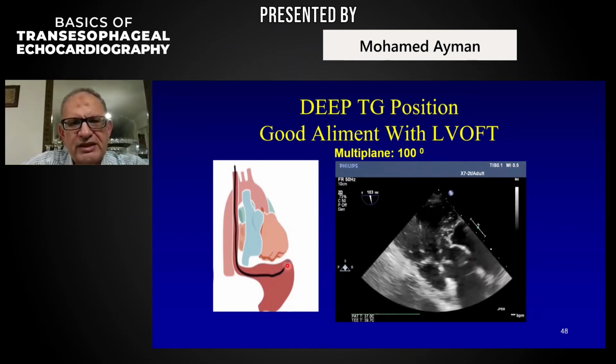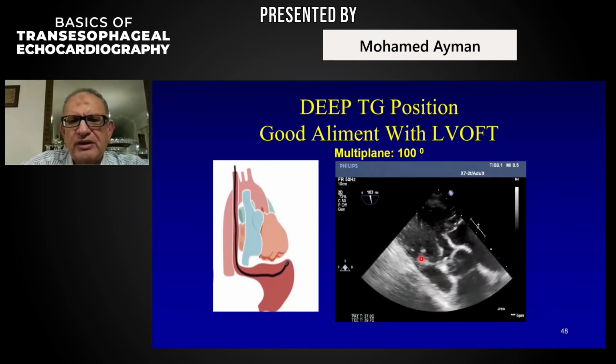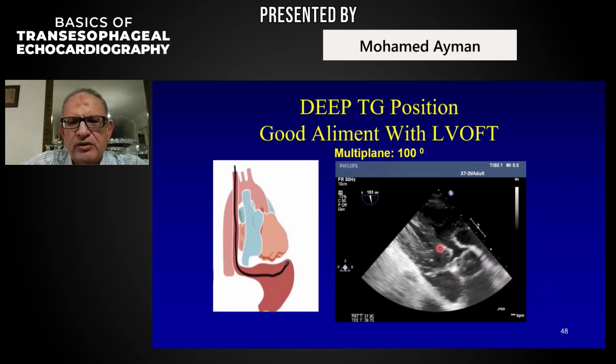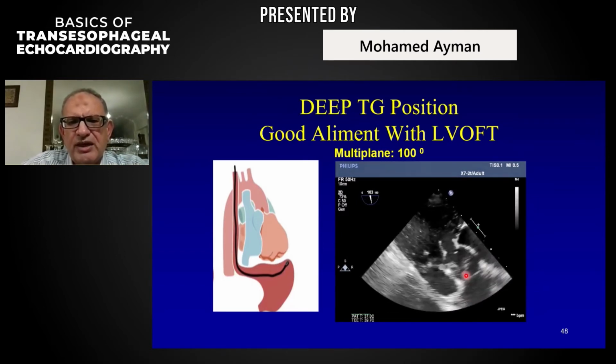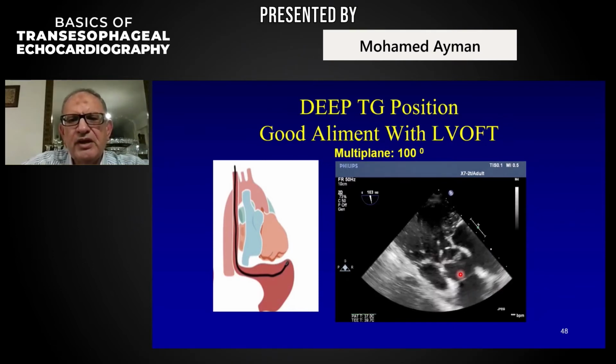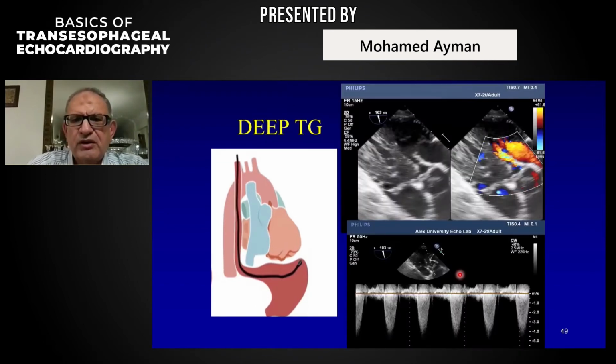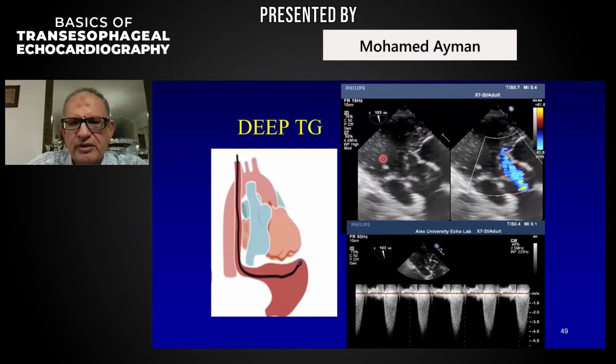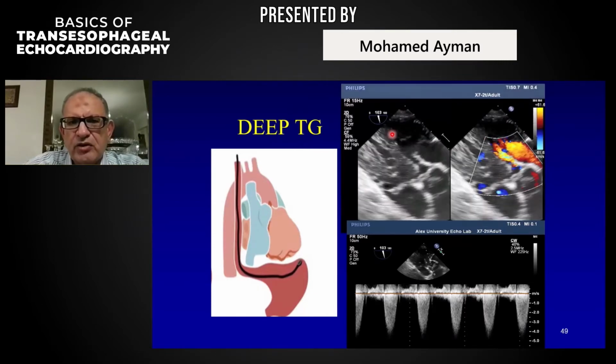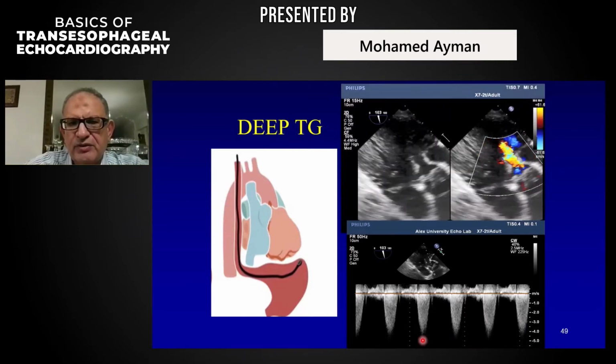But the value of this deep transgastric view is that it can give you a good idea about the left ventricular outflow tract, as you see here. This is a narrow left ventricular outflow tract, and we have the aortic valve, as you can see. From this deep transgastric view, we can also apply Doppler and get the gradient across the valve.